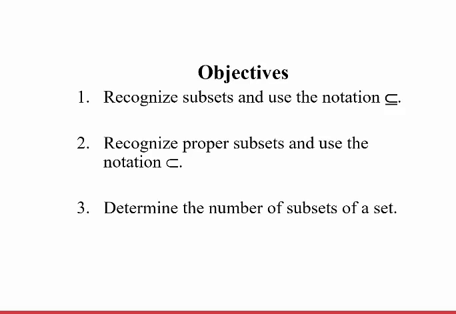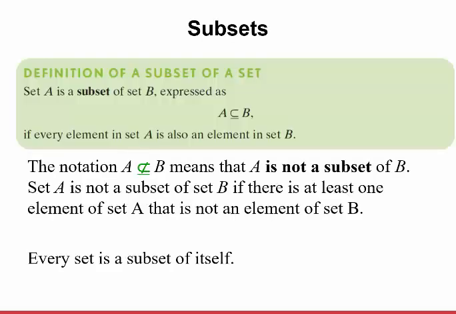We want to recognize subsets and use this notation here. I'll define that in a second. We want to recognize proper subsets and use this notation. Notice the subtle difference here. And then third, we want to determine the number of subsets for any given set. Okay, the total number of possible subsets there could be. All right, so let's start with the definition.